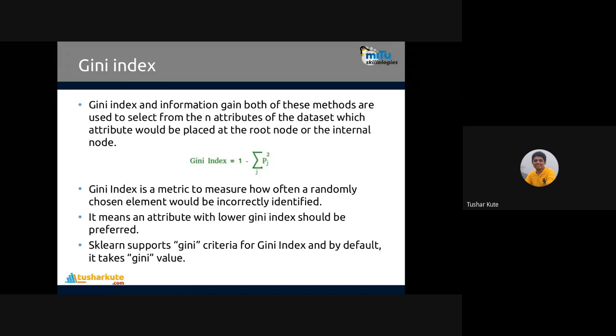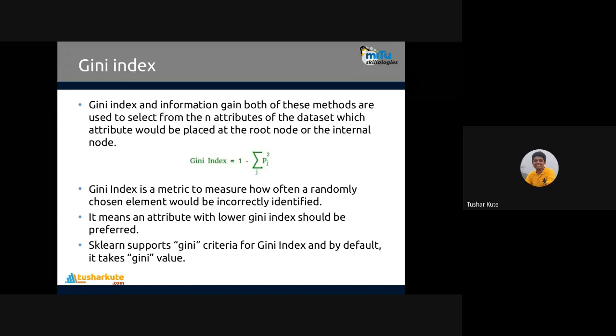Fine. Gini index. So Gini index is a metric to measure how often a randomly chosen element would be incorrectly identified. That's what we are going to see. Remember, Gini index is the error present in the feature selected. We have to select a feature to split on. So Gini index is the method by which you can identify the impurities, errors present in that particular feature. I'll show you practically how this Gini index is applied.